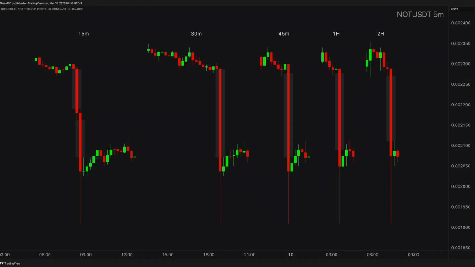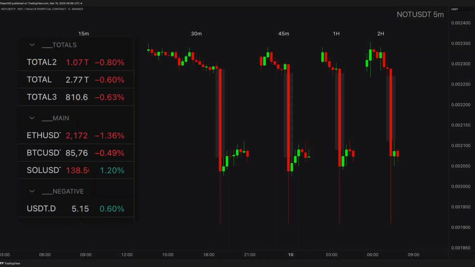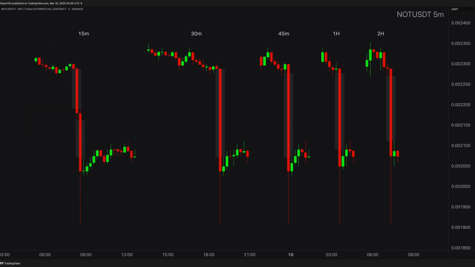On the weekend, we witnessed a rather weak market. Totals were crashing really badly, which was followed by major pairs like Bitcoin, Solana, and Ethereum. USDT dominance was strong. So in days like this, it is best to check top losers rather than winners. This is why I tweeted about not USDT coin on my Twitter account. It was an interesting setup.